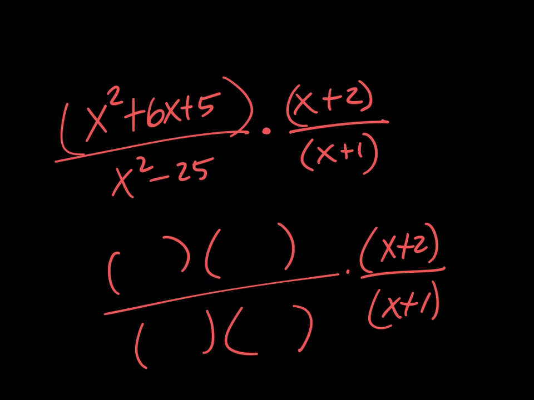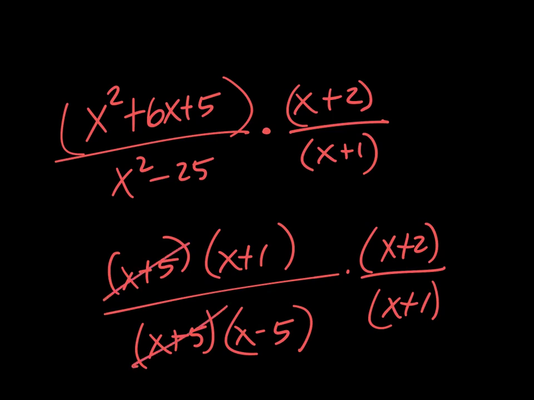All right, so what does that top one factor to? You should have said x plus 5 and x plus 1, and hope by now that's just pretty much automatic. This one's x plus 5 and x minus 5, in either order, it doesn't matter. And then those will cancel. Just remember, if it matters, which sometimes it does, sometimes it doesn't, they leave behind a 1 over 1.